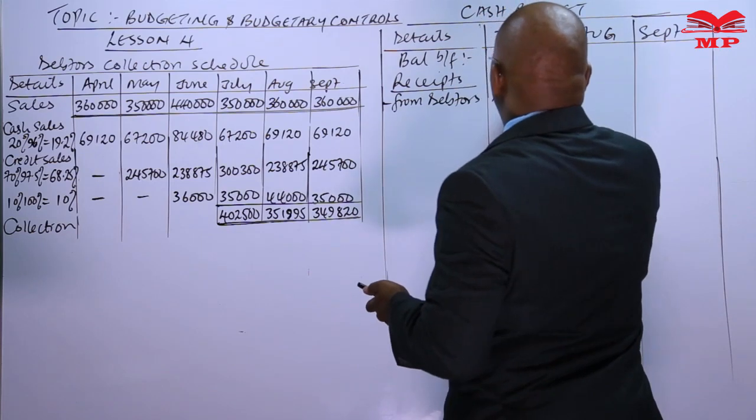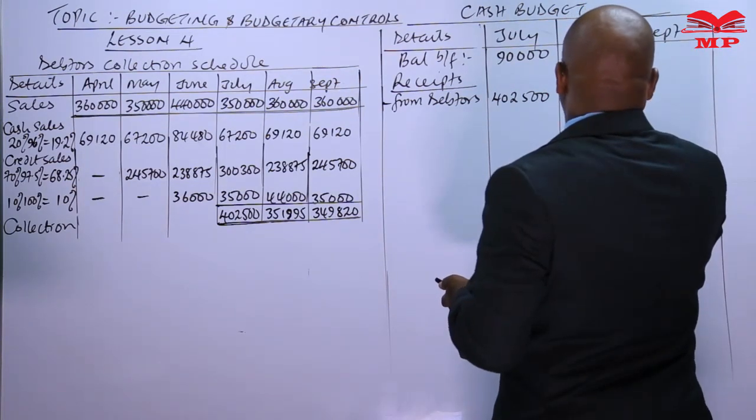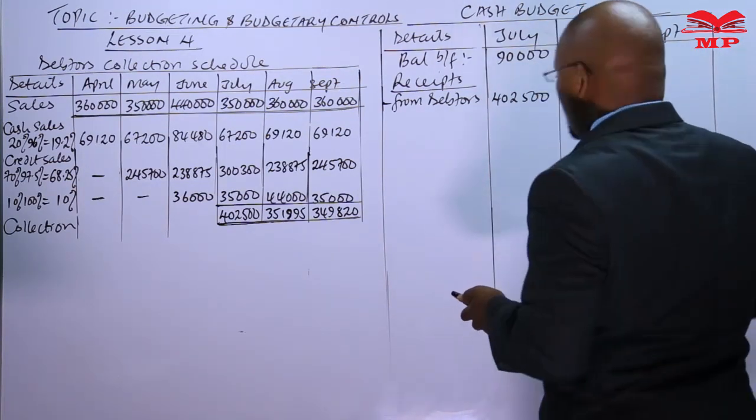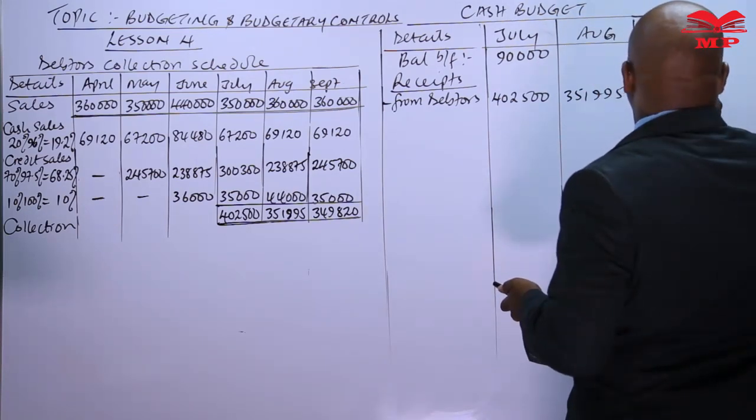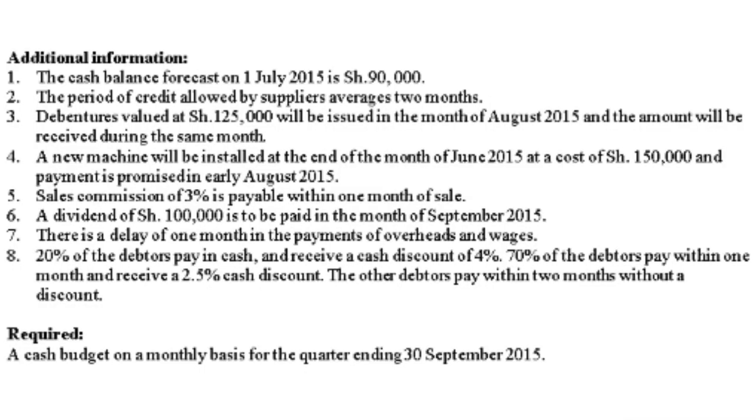This is from debtors, which is what we have done the calculations. We have the 402,500. We have the 351,995. We have the 349,820 as the collection. Then from our statement of forecast, we don't have any other receipts. Everything is payments, and even in the information, you don't have any other receipts apart from information number 3, that you're told there that debentures valued at 125,000 will be issued in the month of August, and the amount will be received. So we have here debentures.